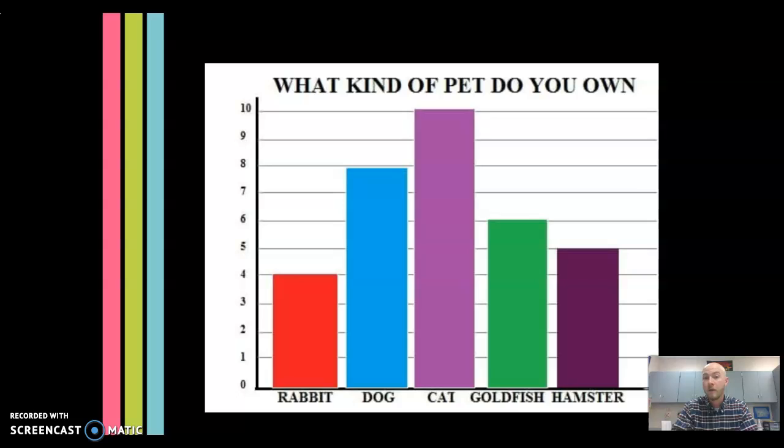Another example of a bar graph, this is a vertical one. And again, we can see the amounts of pets that people own. Here, the scale is located on the y-axis.